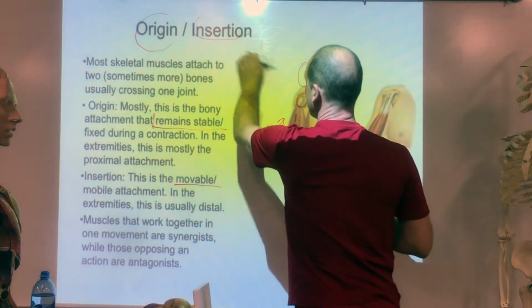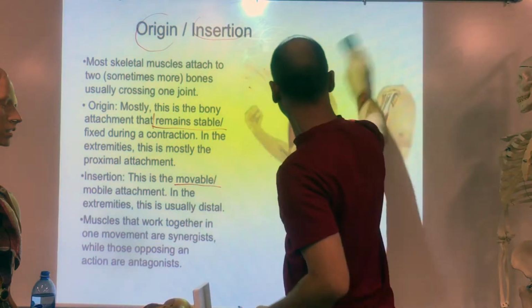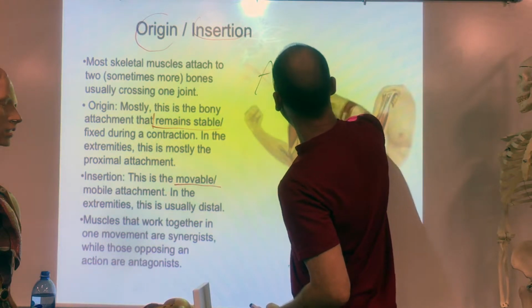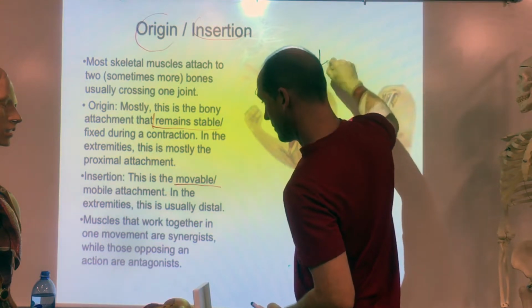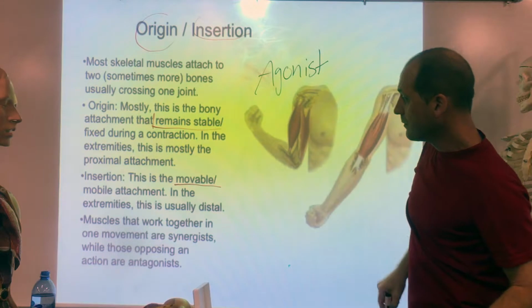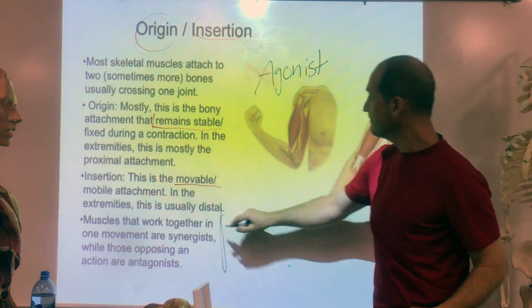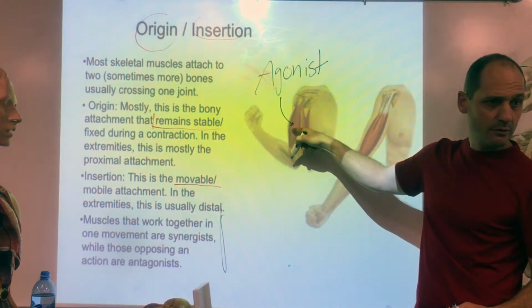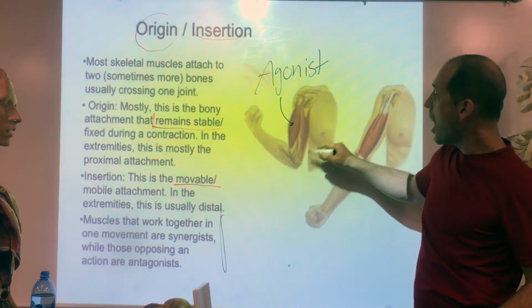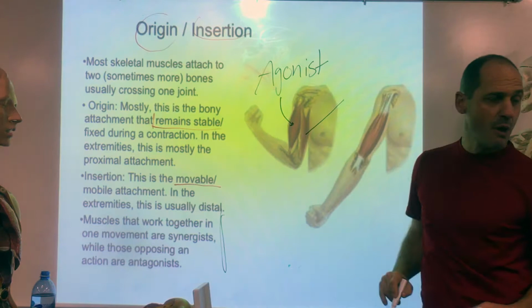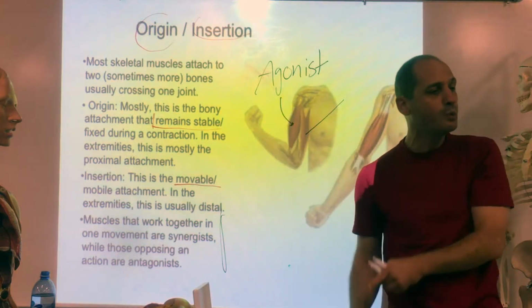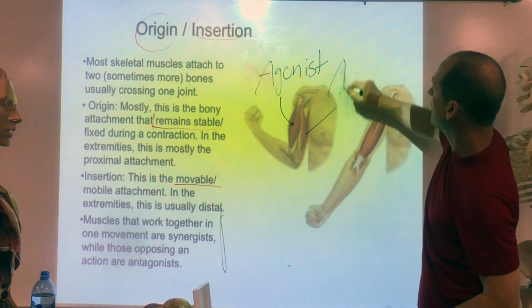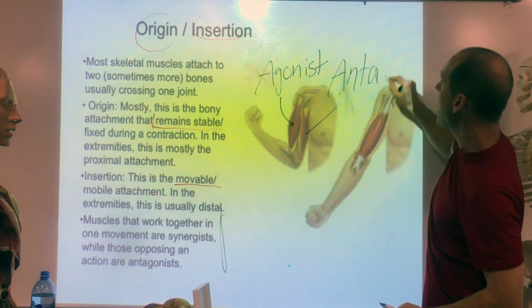So the one that contracts is called a prime mover or agonist. I should write this here a little bit better. Agonist. That goes down here, okay? So in this motion, that's the biceps. The opposite one that does the opposite motion, there's always a muscle that does the opposite motion, and that's the antagonist. Antagonist.